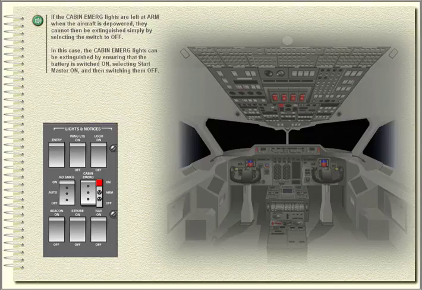If the cabin emergency lights are left at arm when the aircraft is depowered, they cannot then be extinguished simply by selecting the switch to off. In this case, the cabin emergency lights can be extinguished by ensuring that the battery is switched on, selecting Start Master on, and then switching them off.